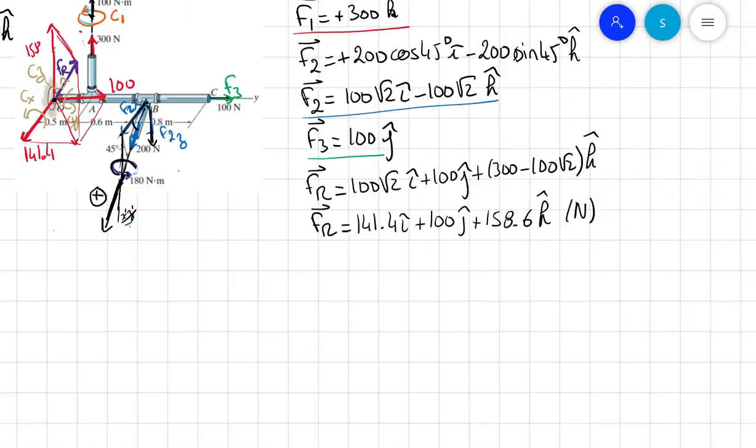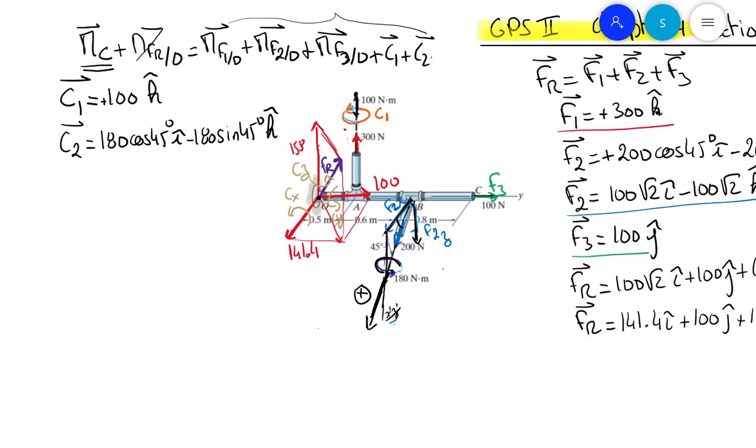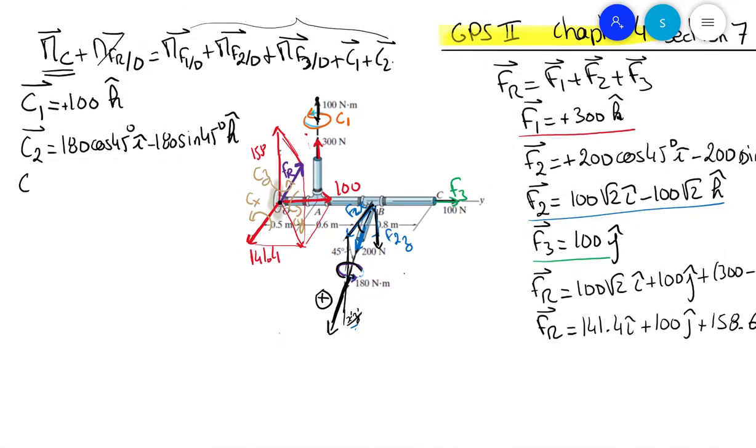Oh my God, what happened? Did you see that? It disappeared and came back. Okay, so C2 equals, with cosine 45 and sine 45 being square root of 2 divided by 2, 90 square root of 2 I hat minus 90 square root of 2 K hat. Don't write J, it's a K.